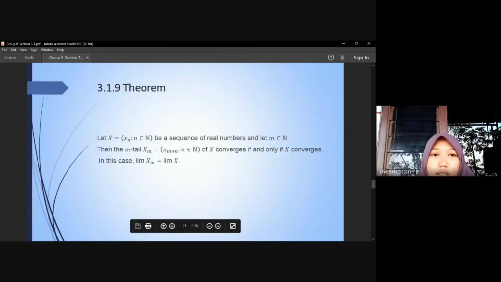Next is Theorem 3.1.9. Let X = (xn for n in the natural numbers) be a sequence of real numbers and let m be a natural number. Then the m-tail Xm = (x_{m+n} with n in the natural numbers) of X converges if and only if X converges. In this case, limit Xm equals limit X.